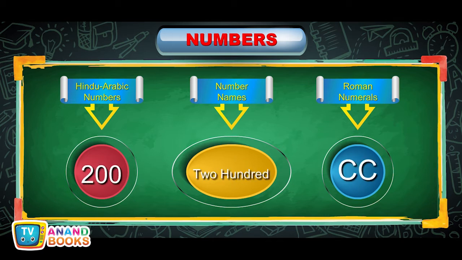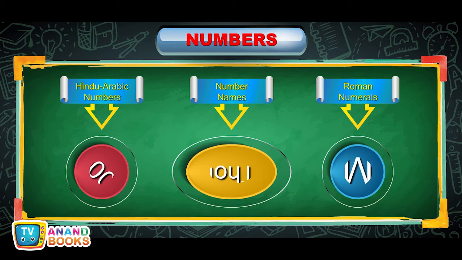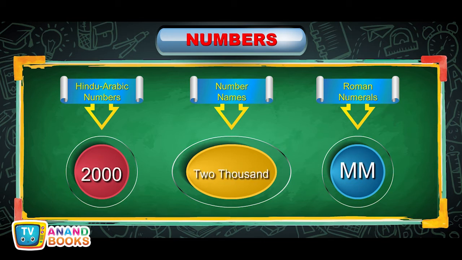200, 300, 400, 500, 600, 700, 800, 900, 1,000, 2,000.